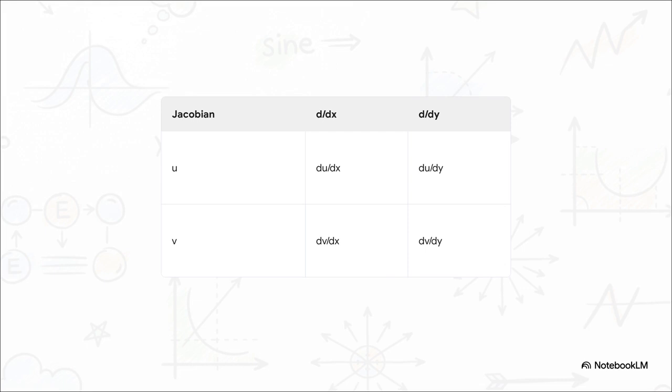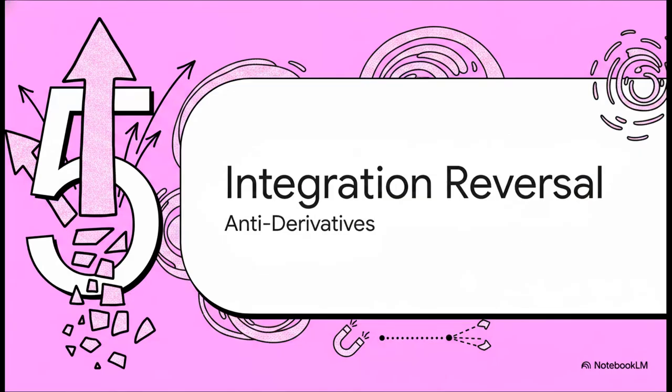The rows belong to the dependent variables, so the first row is all about u and the second row is all about v. Meanwhile, the columns belong to the independent variables. The first column is differentiation with respect to x, and the second is with respect to y. You just find those 4 basic partial derivatives, plug them right into this grid, and then calculate the determinant. Simple as that.